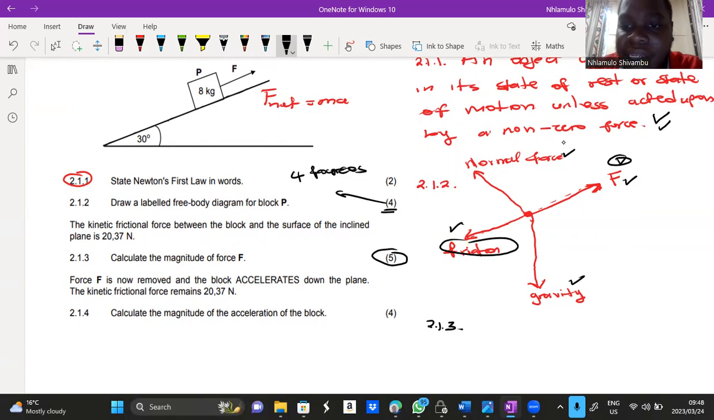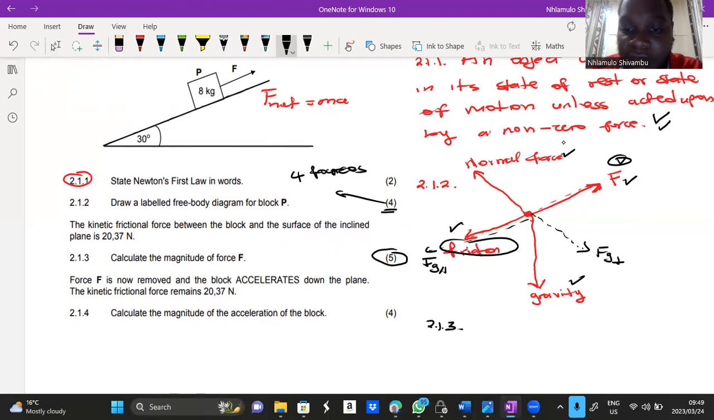Remember, the weight has got two components. It's got the perpendicular component that we call Fg perpendicular, and it has what? The parallel component that we call Fg parallel. So the forces that are going to be part of the F net formula are the frictional force, the Fg parallel, and the force applied. This is only because these forces are in the same line as the motion. So we're going to write the formula for F net equals ma.